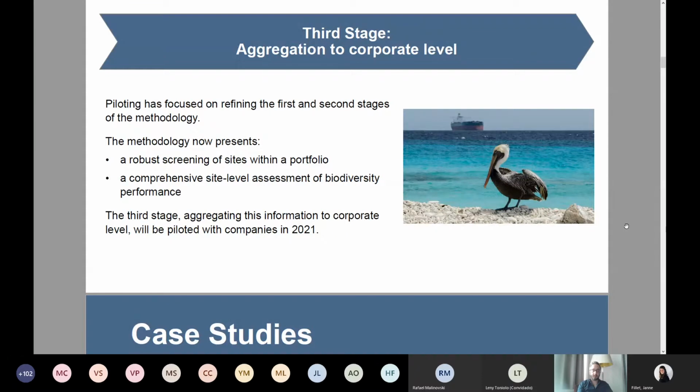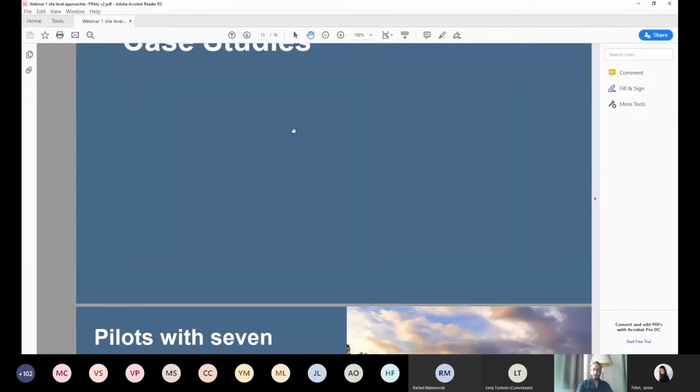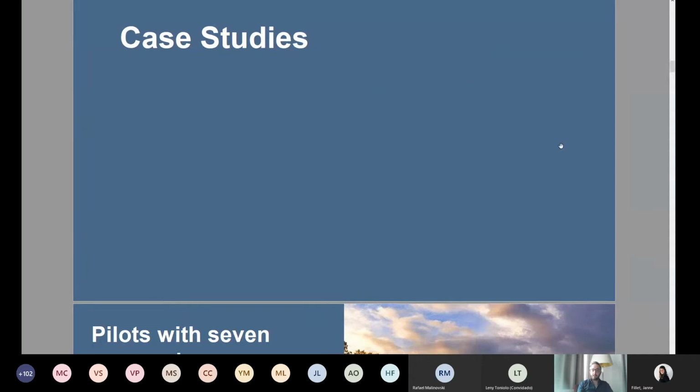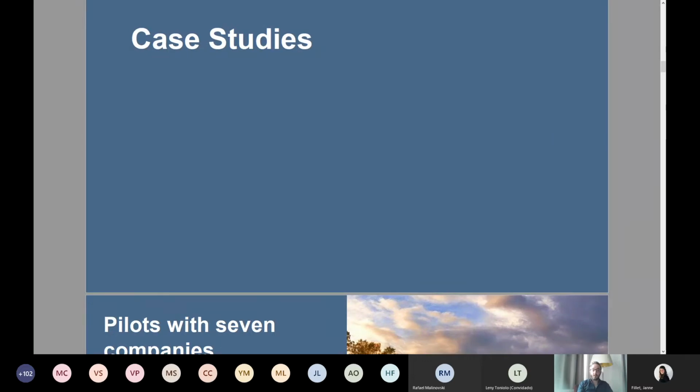If you can move to the next slide. So I'll now present one of the case studies and give you an outline of what we've been doing over the last year to actually implement this methodology. If you move to the next slide.